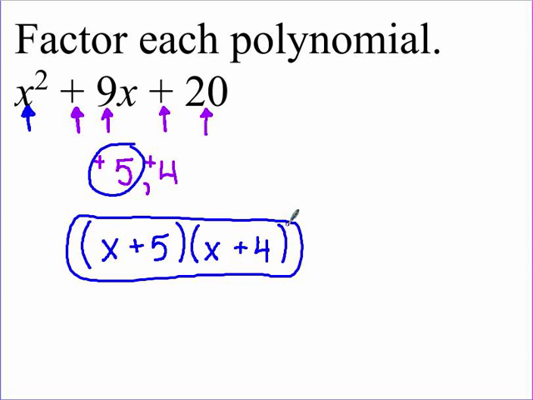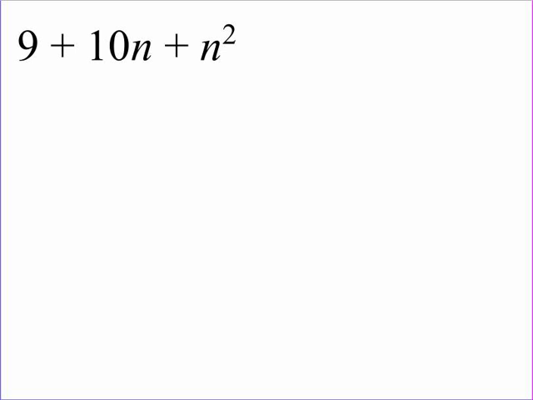All right, let's look at another one. 9 plus 10n plus n squared. So do we remember what the first thing I need to do is? Make sure it's in order. Is this in order? No, so tell me what I need to do to make it in order. Switch them around. So what should I get? Okay, so tell me what I get. N squared plus 10n plus 9.